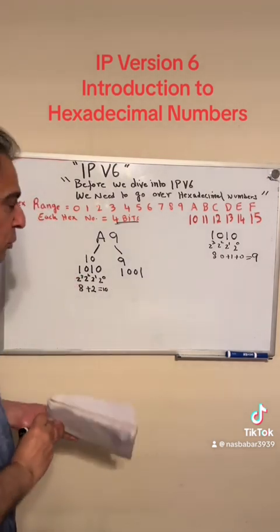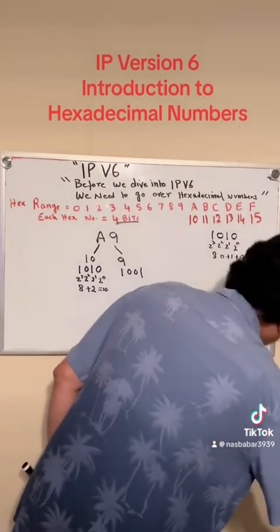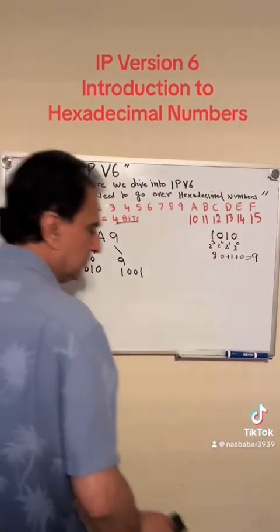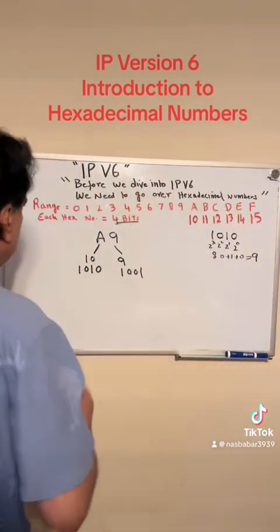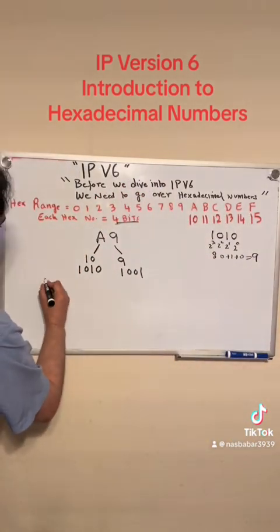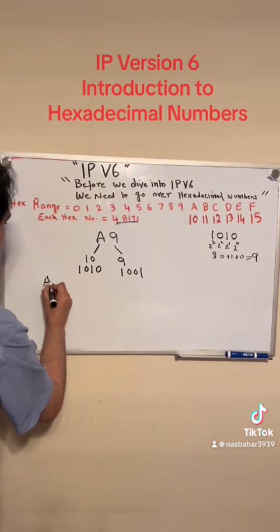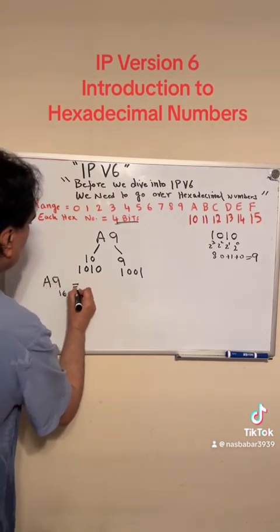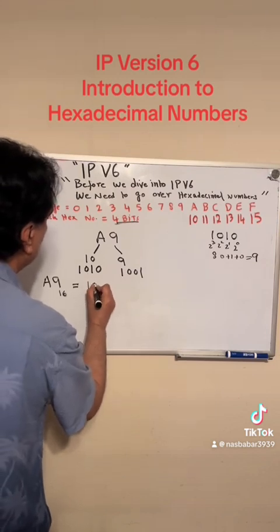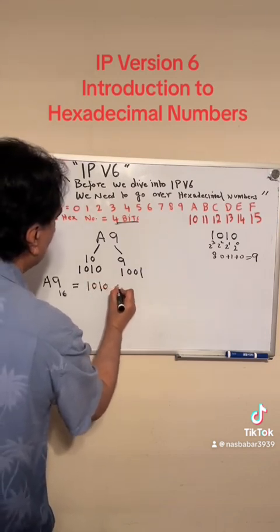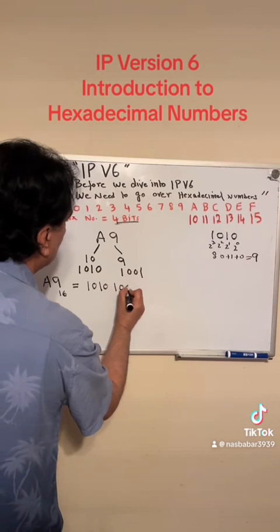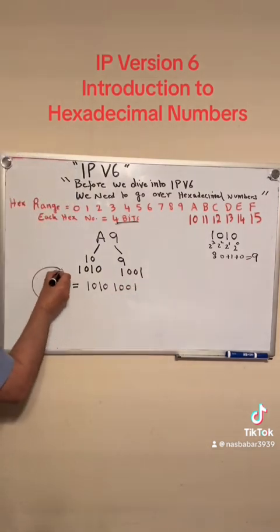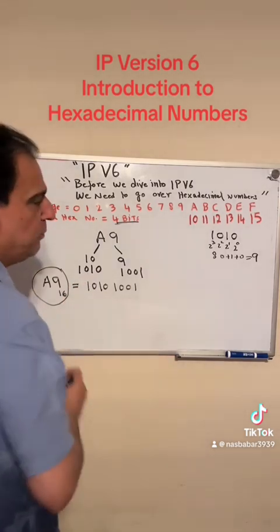Now if I want to write down the hexadecimal number in the form of binary, this is how I will do it. I will write A9 to the base 16 equal to 1, 0, 1, 0, 1, 0, 0, 1. This is the hexadecimal form, and this is the binary form.